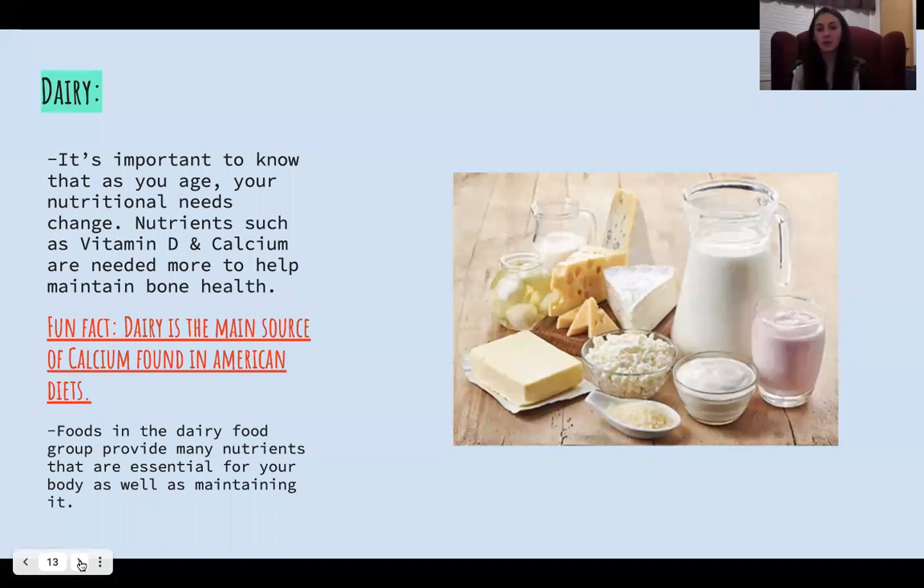So the dairy group covers your milks, your yogurts, cheese, cream cheese, butter, all those things. And it's important to know that as you age, your nutritional needs change. Nutrients such as vitamin D and calcium are needed more to help maintain bone health. And actually, in American diets, dairy is the main source of calcium. And foods in the dairy group provide many nutrients that are essential for your body as well as maintaining it.